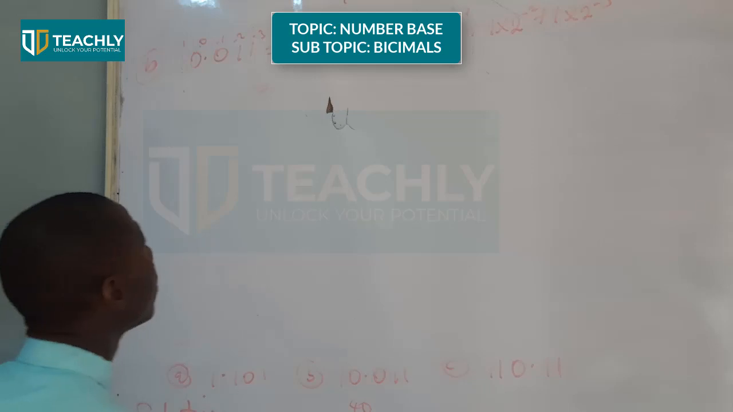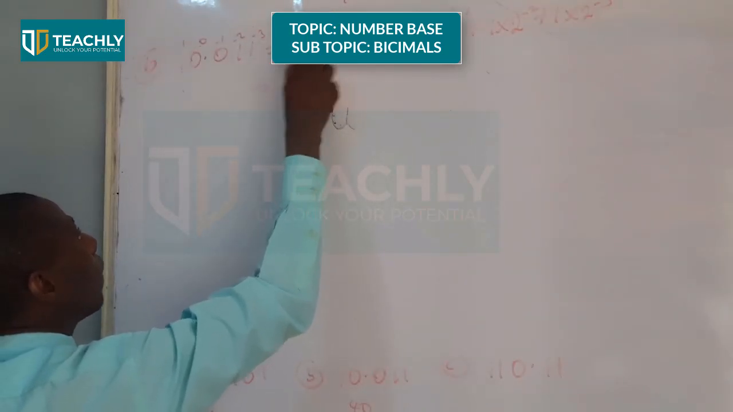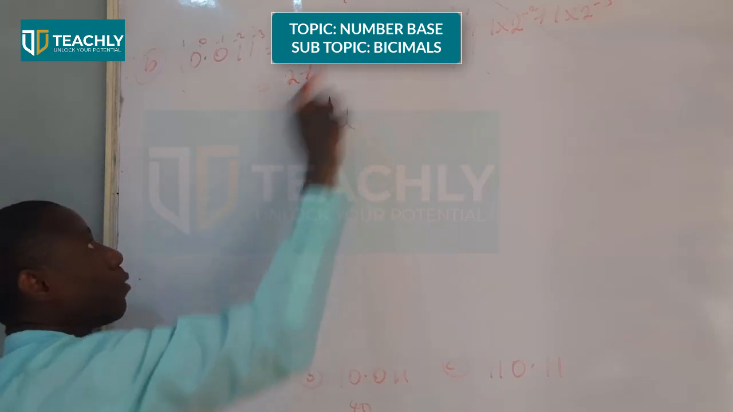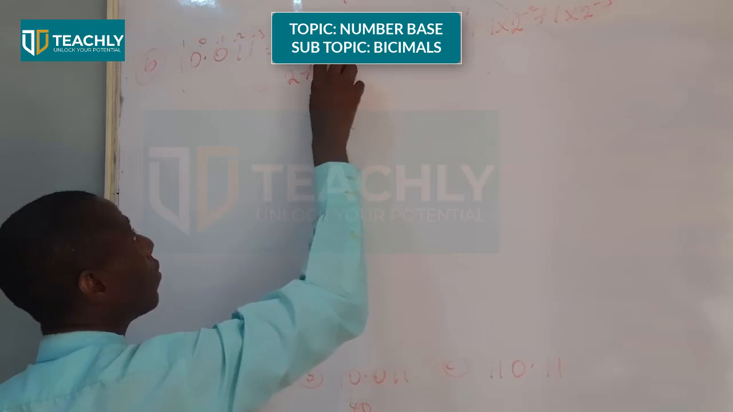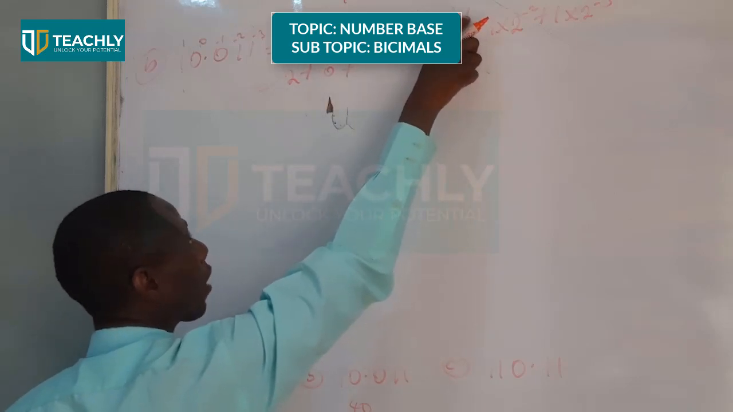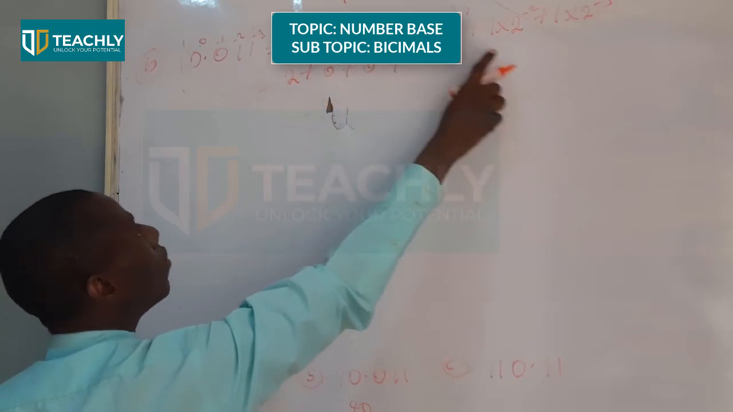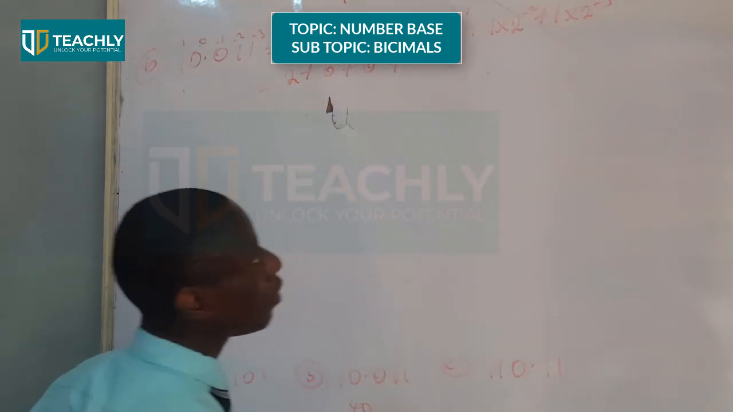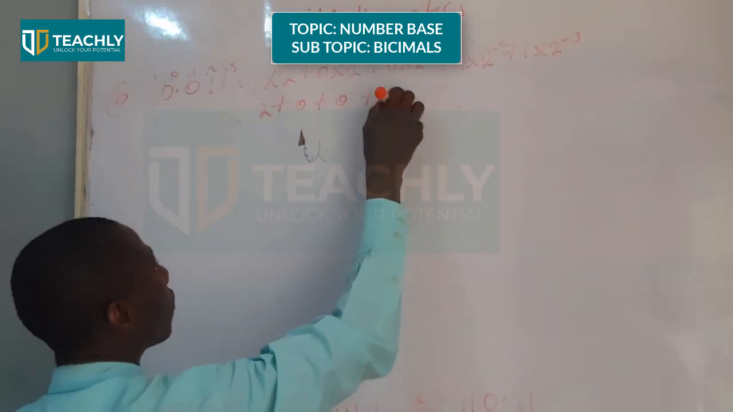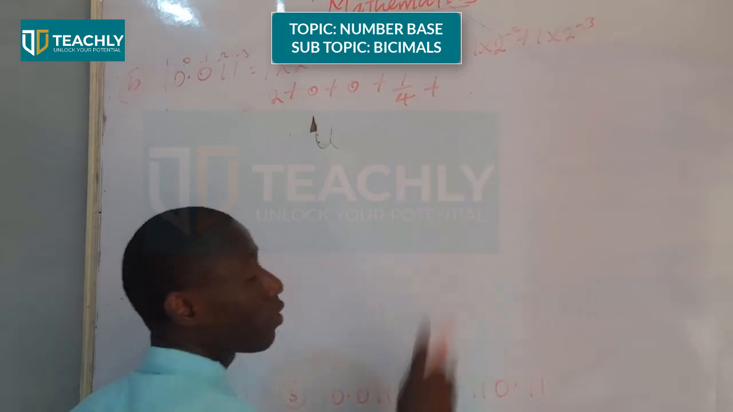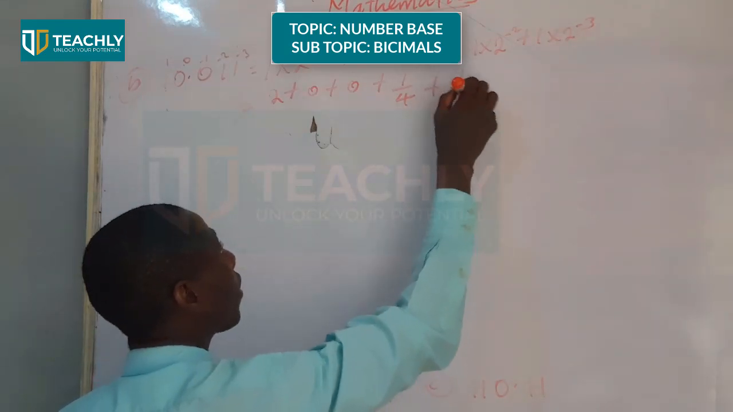Let's add it together. 2 power 1 is 2. 2 times 1 we have 2. 2 power 0 is what? 1. 1 times 0 we are still going to have 0. 2 power minus 1, that is 1 over 2. 1 over 2 times 0 you have 0. 2 power minus 2 is 1 over 4. 1 over 4 times 1 you are still going to have 1 over 4. 2 power minus 3 is 1 over 8. 1 over 8 times 1, you are going to have 1 over 8.